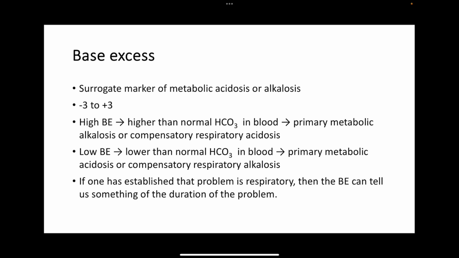So, if the pH and PaCO2 led to the conclusion that the problem was primarily metabolic, then the SHCO3 will do little more than confirm that. SHCO3 will be high in alkalosis, low in acidosis. But if one has established that the problem is respiratory, then the base excess can tell us something about the duration of the problem. If, for example, in a respiratory acidosis, the SHCO3 has shown no sign of responding, or base excess is normal, the probable explanation is that there has not yet been time to respond. That is, the problem is acute.